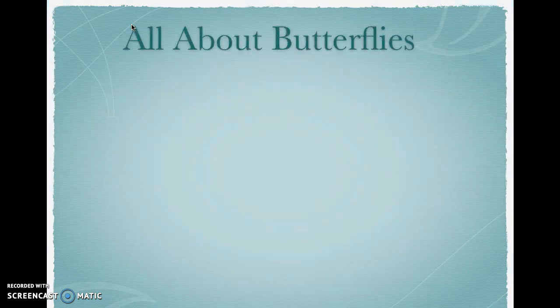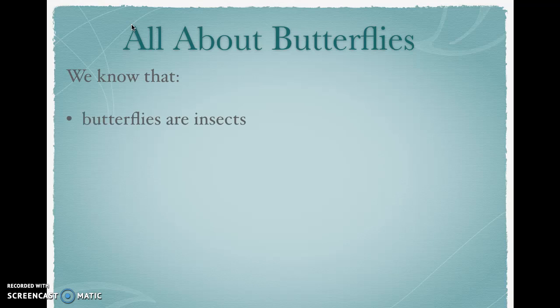So the first thing we're going to do is talk all about butterflies. We're going to talk about the things we already know about butterflies. So we know that butterflies are insects. We know that butterflies are insects because they have 6 legs, they have 3 body parts, and they have antennas. We know that butterflies have 4 wings. We can just look at a picture of a butterfly and count that they have 4 wings. Now, the wings are important for them to fly.